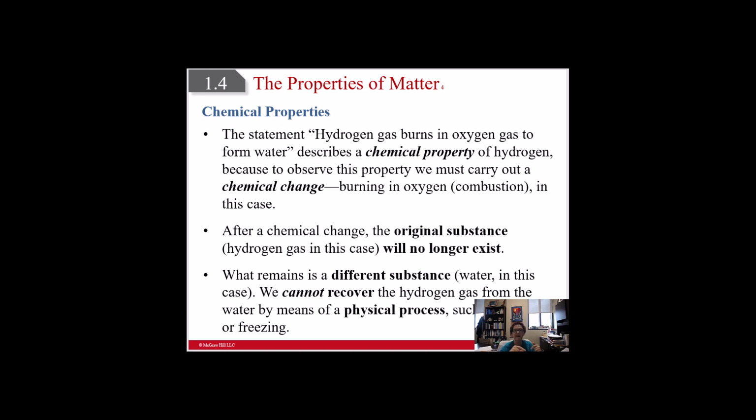Chemical properties, on the other hand, are those that do change the properties and the composition of the material. After a chemical change, what you had when you started is not there anymore. And what remains is a totally different substance, okay? And you can't recover that by means of physical properties such as boiling or freezing. So we've destroyed it, we have turned it into new things, when we were doing chemical properties or chemical changes.